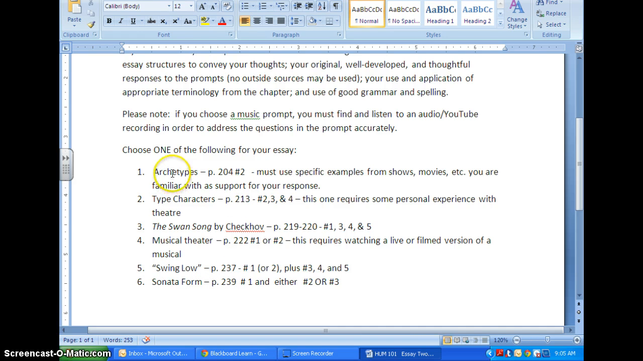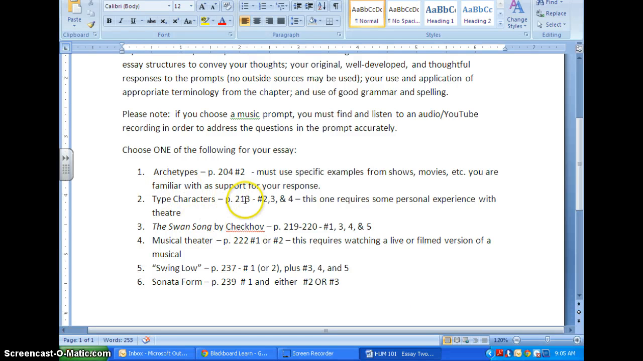All right, so the first one on archetypes, I love archetypes. I used to have a whole essay for humanities that was on archetypes and myths, but they're discussed on page 204, number 2. What you'd have to do is read that as part of the chapter and understand what they mean by archetypes. It's similar to type characters, but that's not exactly the same. So you would use examples to answer that question from TV shows, or movies, or plays, if you have them, that you're familiar with. So that's what you have to apply there.